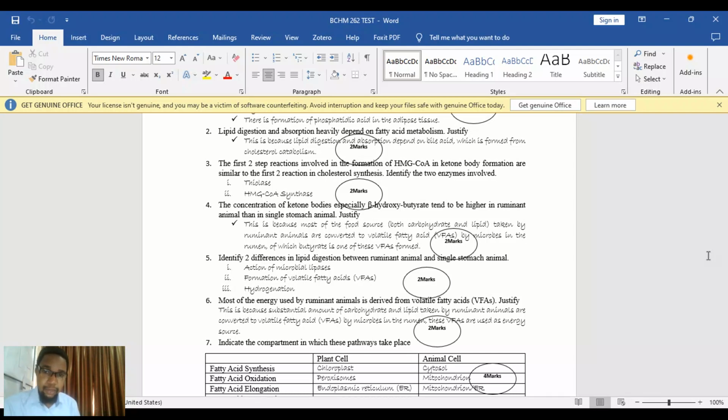Question 4 says the concentration of ketone bodies, especially beta-hydroxybutyrate, tends to be higher in ruminant animals than in single-stomach animals. Remember, in a ruminant animal there is a difference with respect to microbial digestion in the rumen by microbial enzymes, which act on the lipids, and the carbohydrate source, glucose, which is broken into volatile fatty acids. One of the volatile fatty acids we mentioned is butyrate, and upon absorption, the body quickly converts butyrate to beta-hydroxybutyrate. Simple. So in one sentence you can give that as well.